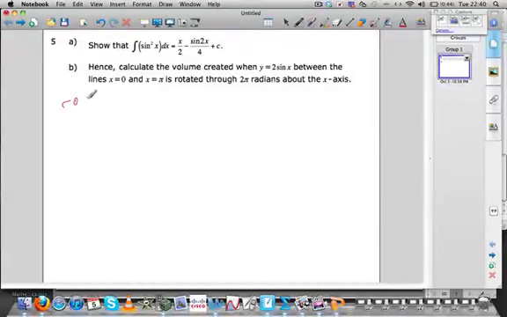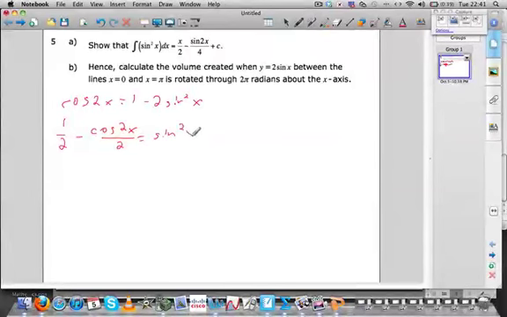cos 2x is 1 minus 2 sine squared. And then we solve that for sine squared, and we get 1/2 minus cos 2x over 2 is sine squared.